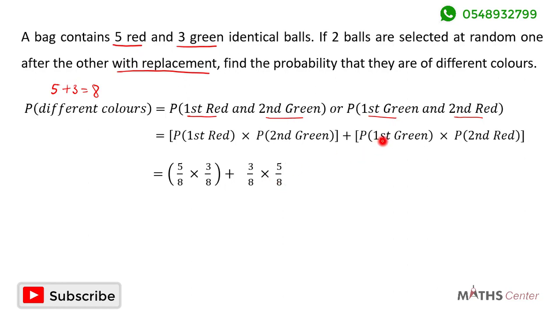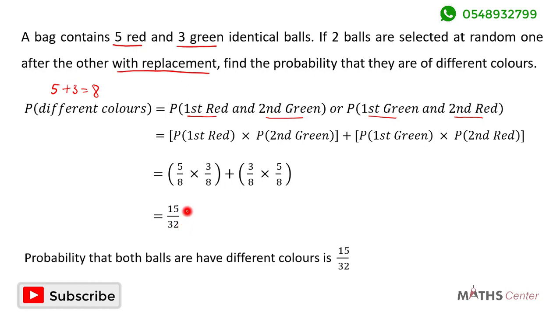So the probability that the first is green and the second is red will be 3 divided by 8 times 5 divided by 8. When we do this, we are going to have 15 divided by 32. So what it means is that the probability that the 2 balls that we will select have different colors is 15 divided by 32.